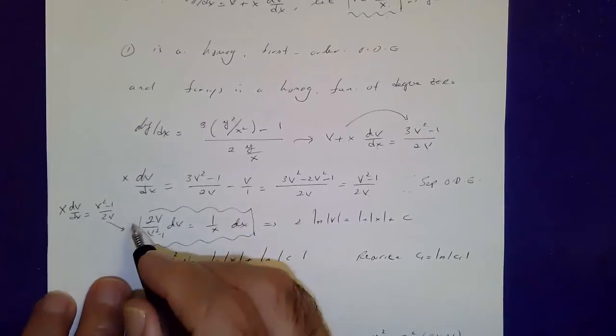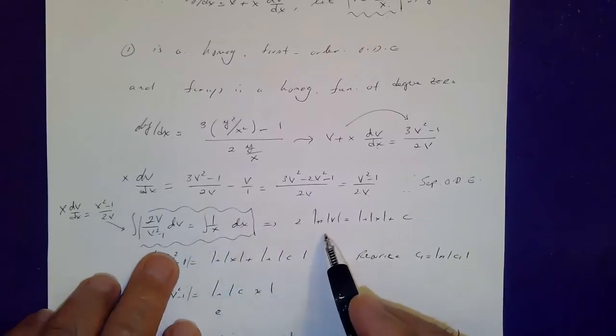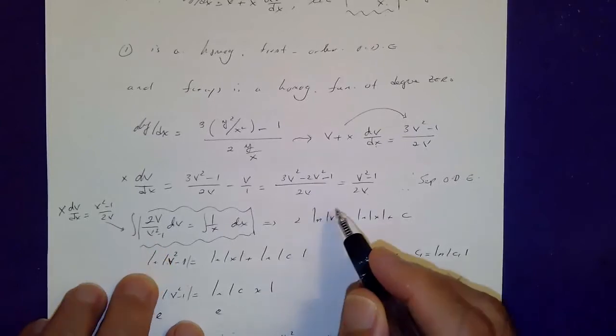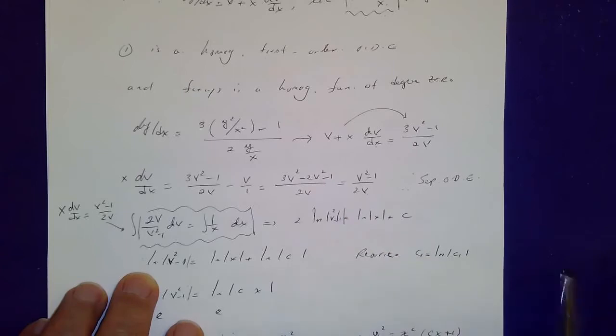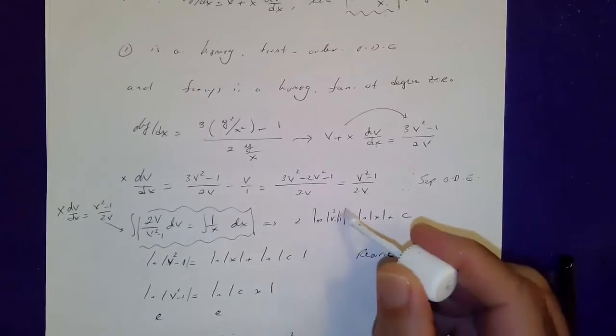Now we are allowed to integrate. When you integrate, on the left side you get one half natural log of v squared minus 1, correct? And on the right side, you get natural log of x plus c.